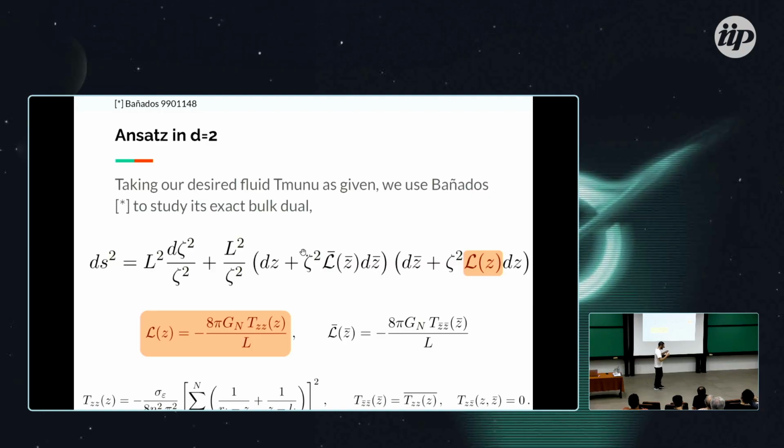By now you think, oh, okay, you have a boundary metric that you want to fix, and you have a T mu nu that you want to fix in a 2-dimensional solution. Why not use Bañados's solution, right? It is written in this form, but explicitly in terms of the T mu nu.